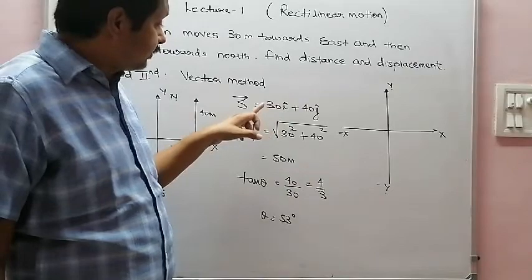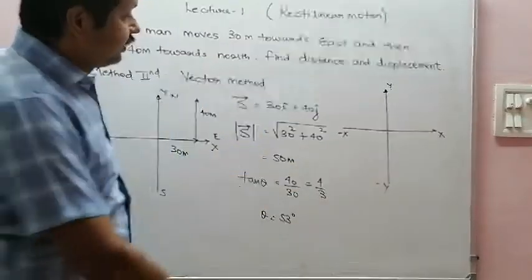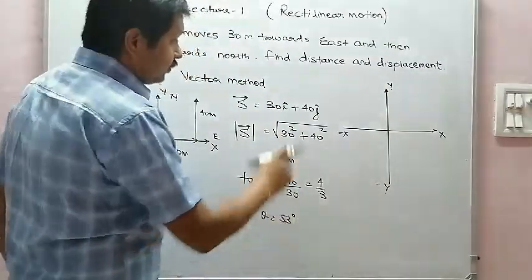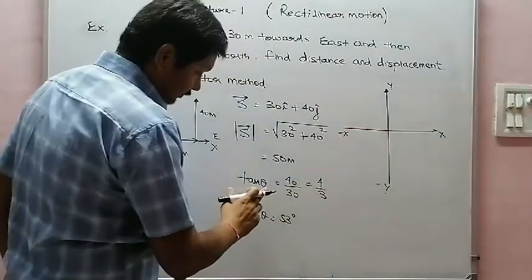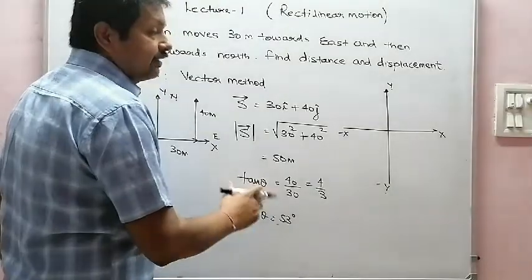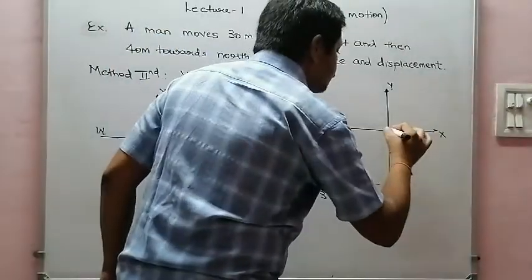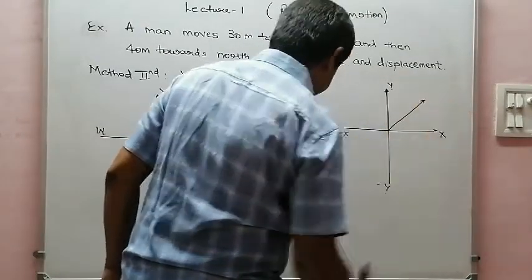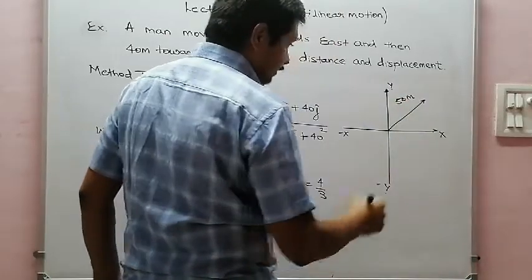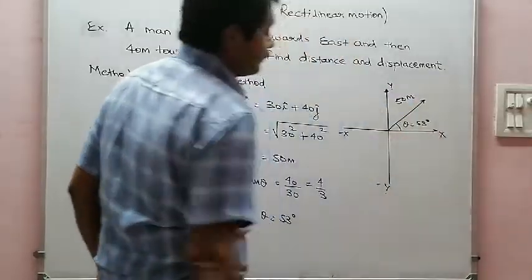If I cap is positive and j cap is negative, this vector lies in the fourth quadrant. Since here the I cap component is positive and the j cap component is positive, this vector lies in the first quadrant, and theta is always made with the positive x-axis. Theta is made with the x-axis. So this is the vector having magnitude 50 meter and direction with the x-axis theta is 53 degree.